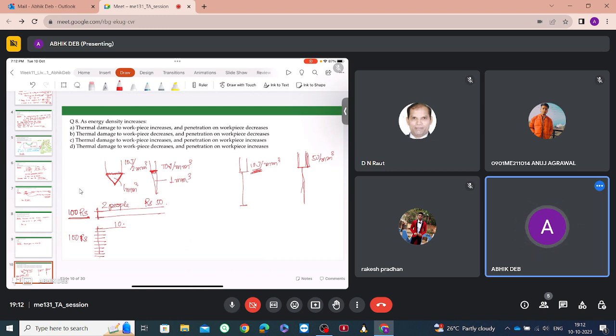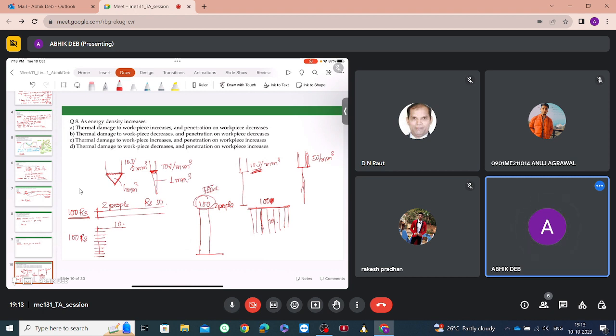So 100 rupees for two people is 50. Sorry, 100 rupees for 10 people will be 10. So in which case will the penetration be more? In which case is the money more per person? You tell me. In the first one. Yes. So similarly, in this case, take this as the energy.